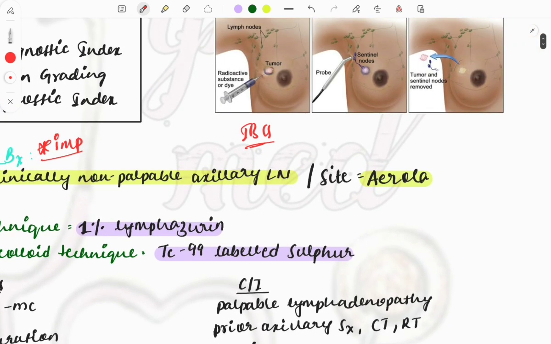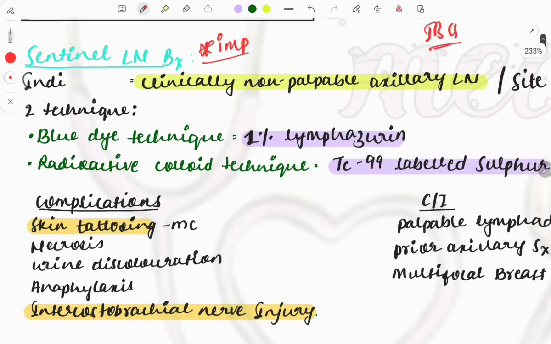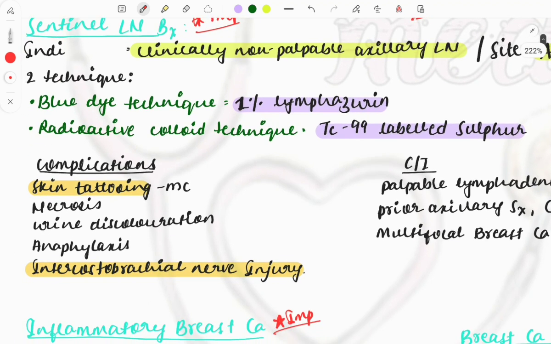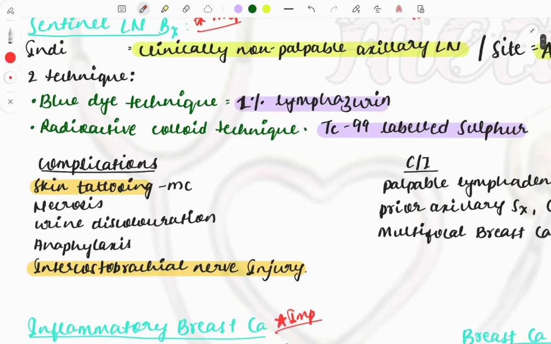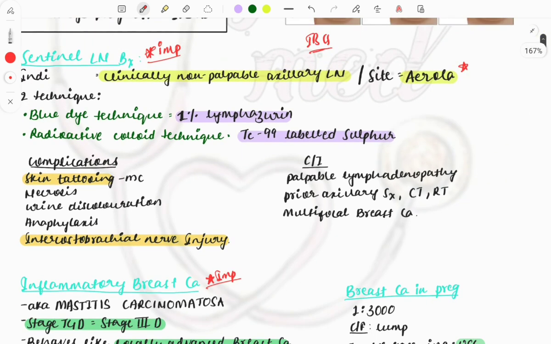And the site of injection of the dye, you can see here that a dye is being injected at the site of the areola. Okay, so this has been asked as a one-liner. Then 2 techniques are there. One is the blue dye technique, in which we will be using 1% isosulfan blue, whereas in the radioactive colloid technique we will be using technetium-99 labeled sulfur colloid.